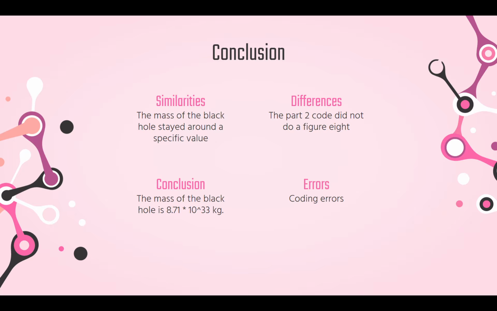In conclusion, the similarity of this lab was that the mass of the black hole stayed around a specific value in part 1, which led to a pretty consistent mass. The difference was that in the part 2 code, the code did not do a figure 8 as that was not attainable. In conclusion, the mass of the black hole is 8.71 times 10 to the 33 kilograms, and some errors in this lab were coding.